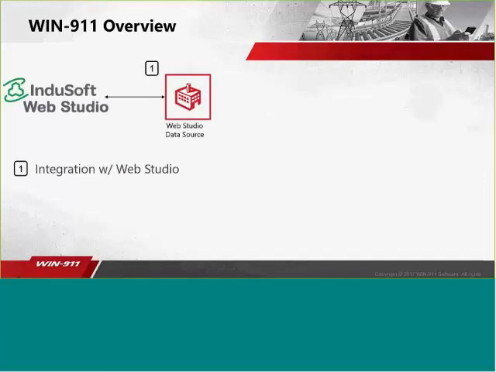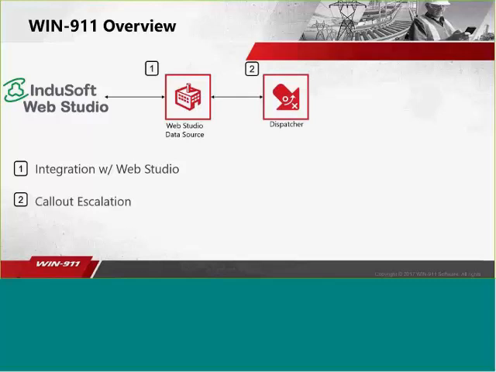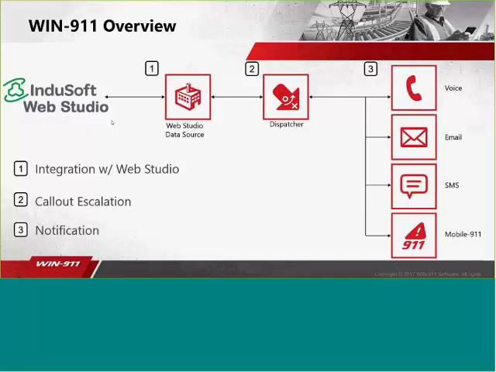We're going to talk about this Web Studio data source. To give you another view of the architecture, we connect the Web Studio data source to Web Studio, then once the data source gets the alarm, we send it over to the dispatcher. Again, the dispatcher is going to figure out who needs to be notified for this alarm depending on your configuration, and then it sends it to the appropriate notification method.